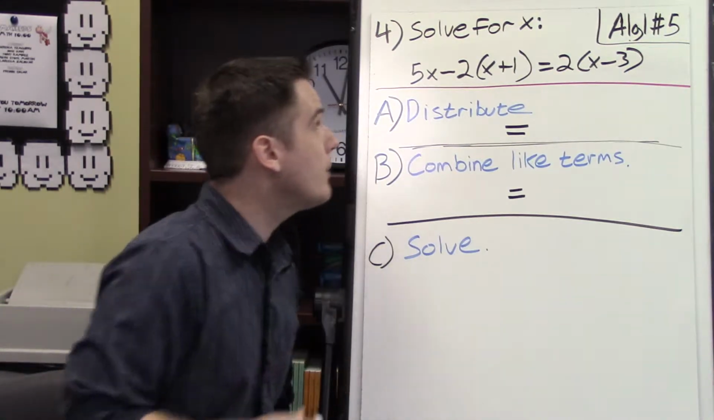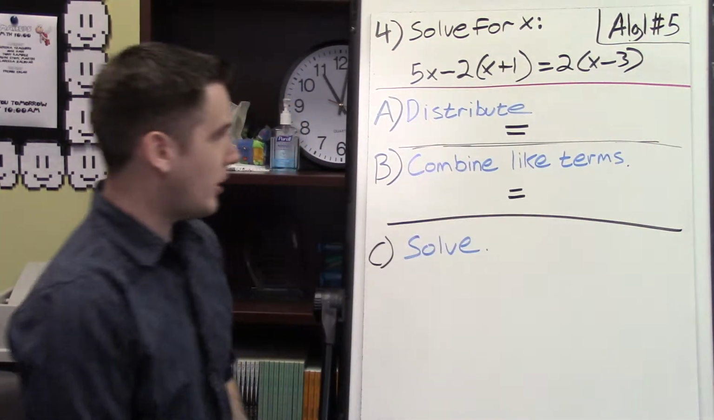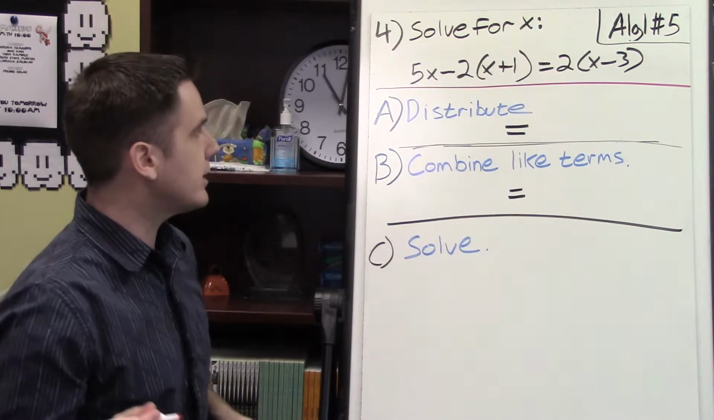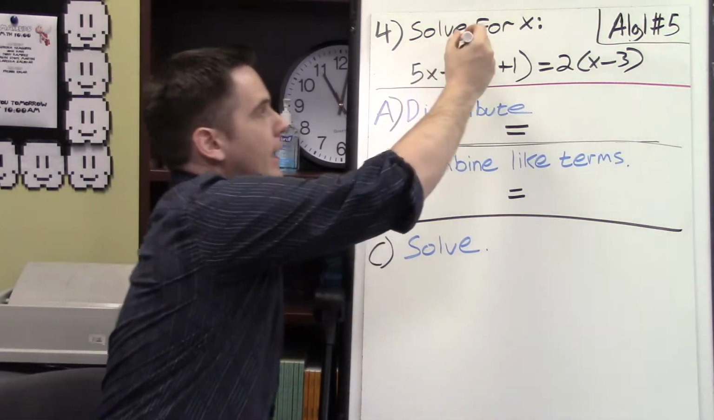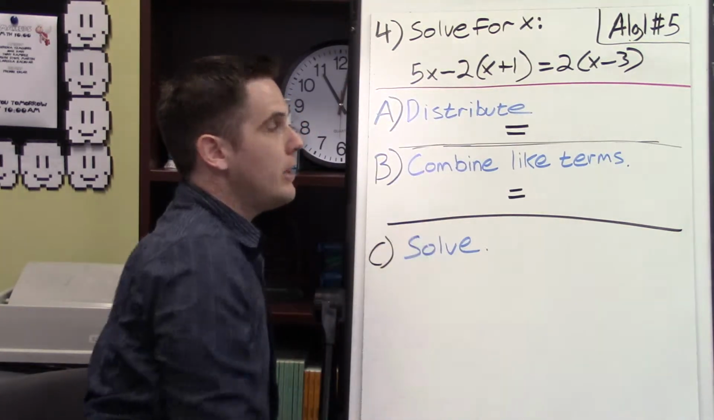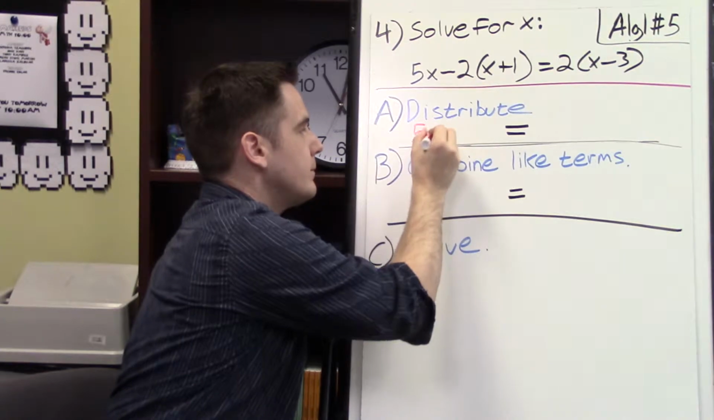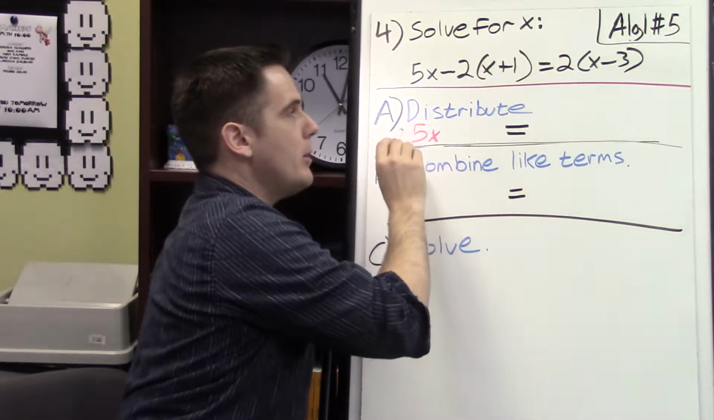So let's get started. Solve for x, and you've got this behemoth of a problem right here, but there's nothing to worry about. Let's go ahead and do the first step, which is distribute. The 5x over on the side, we're not really going to do anything with that, so we're going to bring it down here and just leave it there for now. And then go ahead and distribute everything we can.